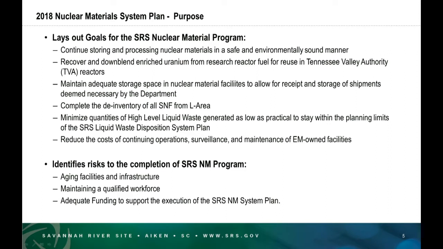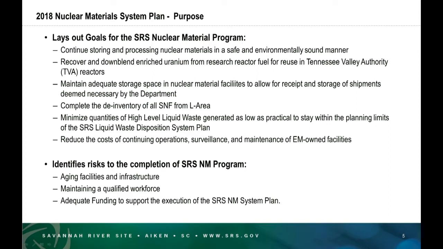So the plan also identifies what our risks are. And I know you've heard this, I hate to be a broken record, but we have very old facilities that are aging. They require infrastructure to keep them up to date. We also have an aging workforce, and we have to have some very highly skilled and trained individuals to run our canyons and do our disposition of fuel and do the disposition of plutonium.